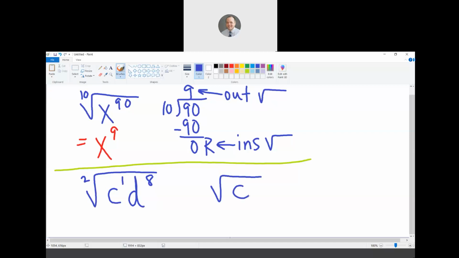To break down the letter d, you take your given root and divide it into your exponent. So we'll divide 2 into 8. That will go 4 times with a 0 remainder.